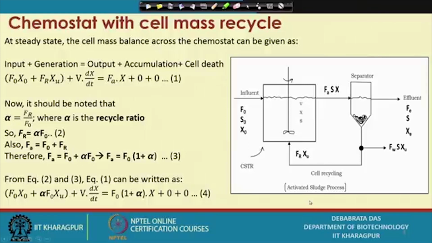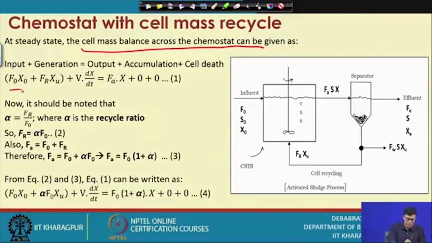Now, here the question comes, how can you write the balance equation? Let us first consider the cell mass balance across the chemostat. I told you the input is equal to F0 into X0 plus Fr into XU, and this is the input of the cell. And what is the generation that we have? This is the generation V into dx by dt. And what is the output? This is the output. Am I right? Fa is equal to F0 plus Fr. So, this is into X, plus accumulation.